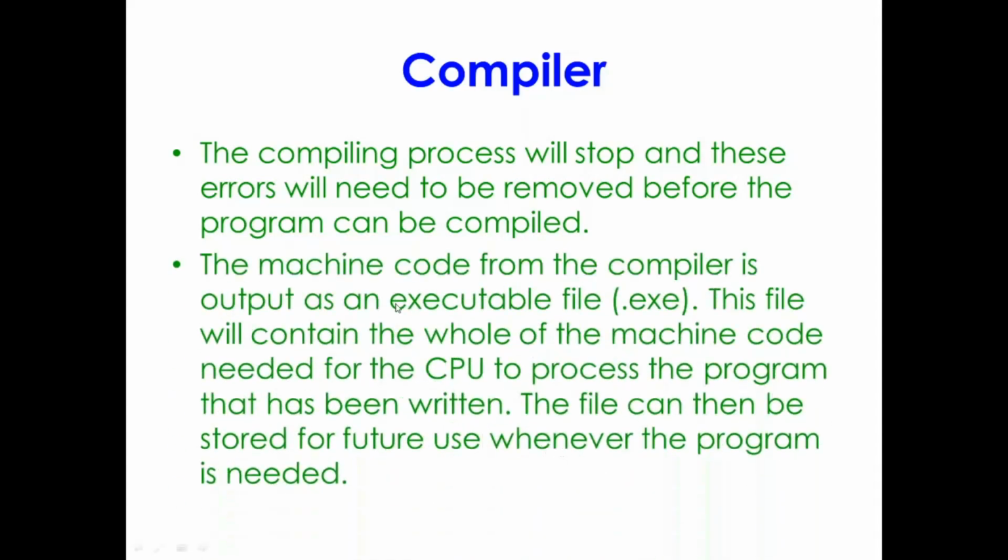The machine code from the compiler output is an executable file, .exe file, and this file will contain the whole of the machine code needed for the CPU to process, and this file can be stored for future use whenever the program is needed. So when you are running application software, a game, or any other apps, you must have the file copy, that is the .exe file, and when you click on that file you can actually run the application software, or play a game, or run any other software.